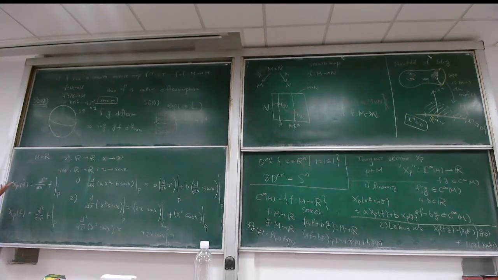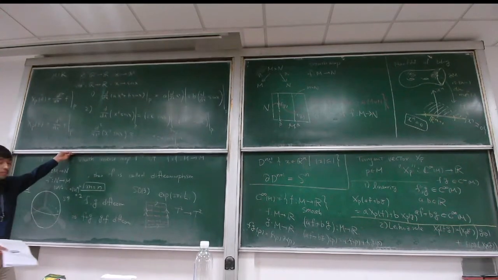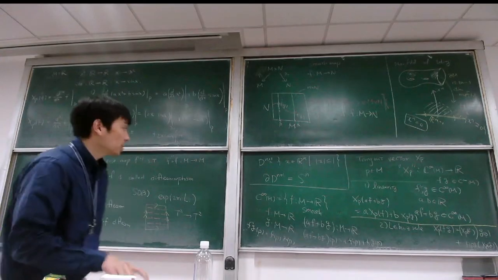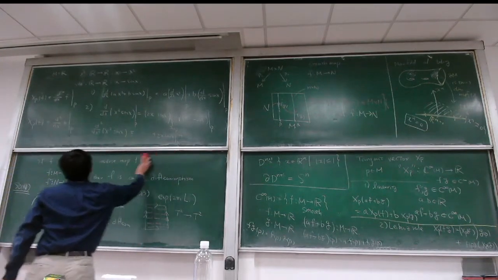If you look at the definition, it looks boring, but each definition has its own meaning, and you should understand what it means. Try not to memorize everything. If you understand the meaning, automatically you will understand what a tangent vector means. Okay, so let's move on.